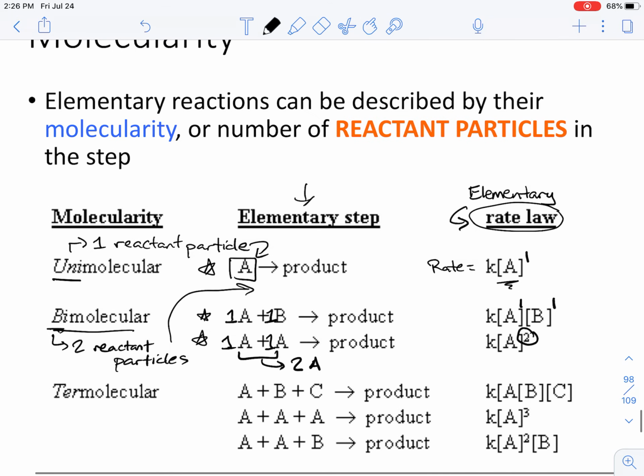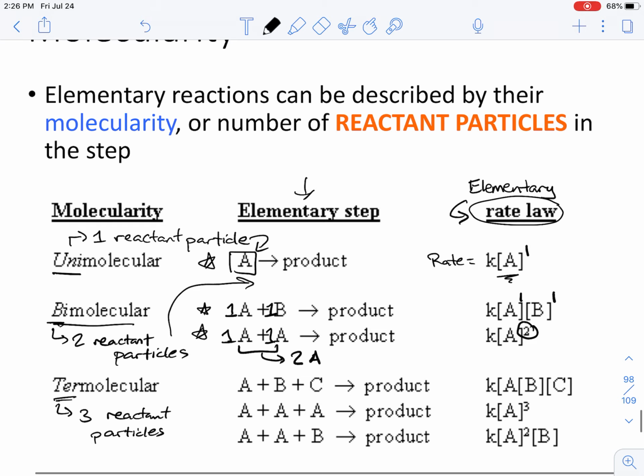And so termolecular means a combination of 3 reactant particles. And there are many, many ways in which we can describe an elementary step that has 3 reactant particles. And so we can have 3 different reactant particles, or 3 of the same reactant particles, or 2 of the same reactant particles, but one of them is different.